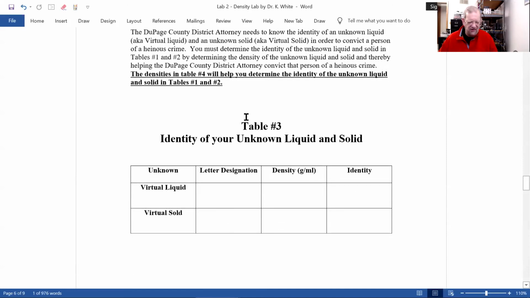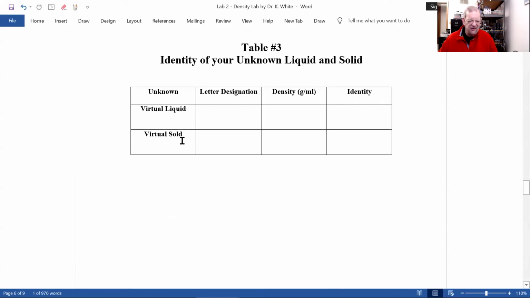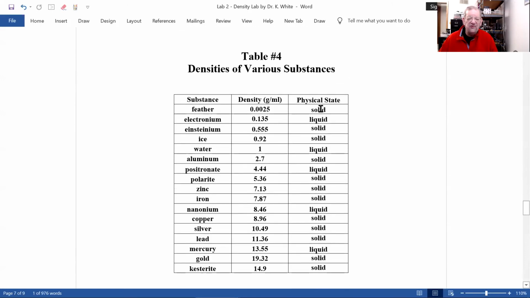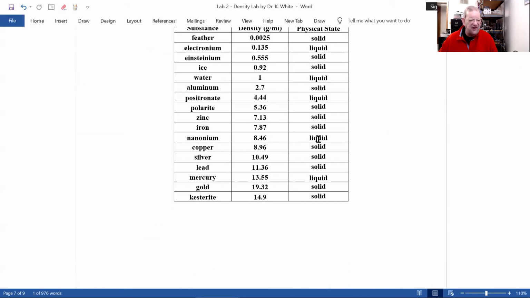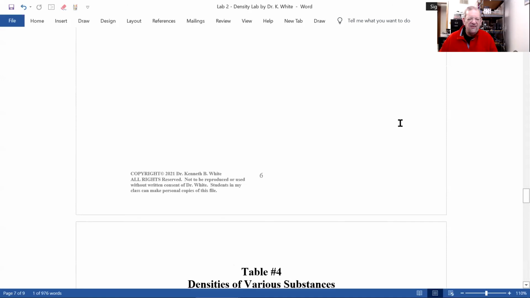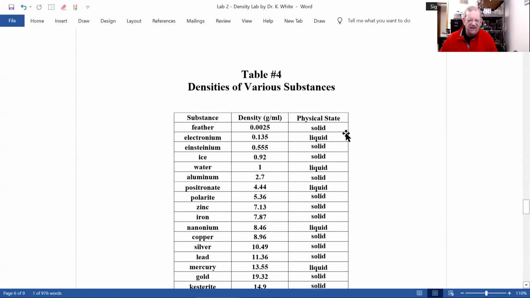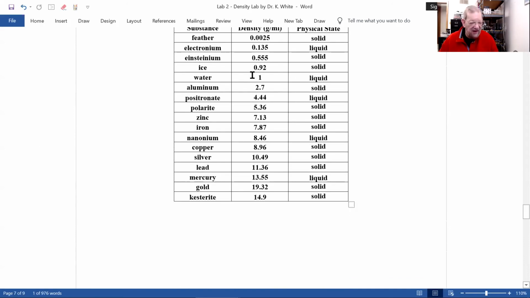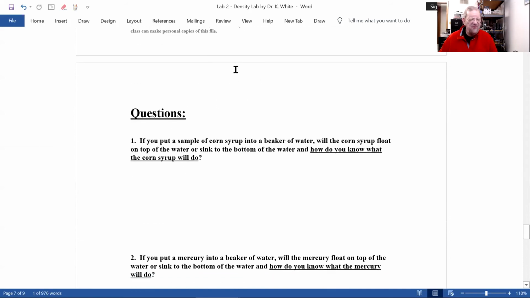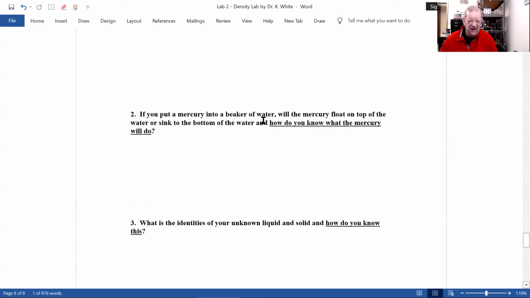What that means is this liquid and this solid, depending on which letter you use by your last name, you copy the density and put in the identity. Those are only found in this table. Don't go to the internet, use this table. I'll say it again. The identity of your unknowns, liquid and solid, are found in this table. And then we've got some questions for you to do at the end.